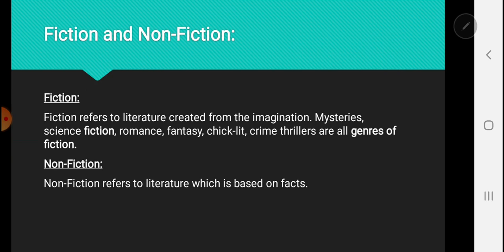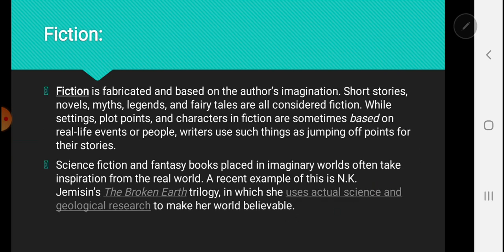While talking about non-fiction, non-fiction refers to literature which is based on facts and figures. It means that it has some sort of realistic approach. Fiction is something that is fabricated and it is based on the author's imagination. Fiction refers to the fabricated mindset that is shown by the author's imagination. It is the mindset of the author.